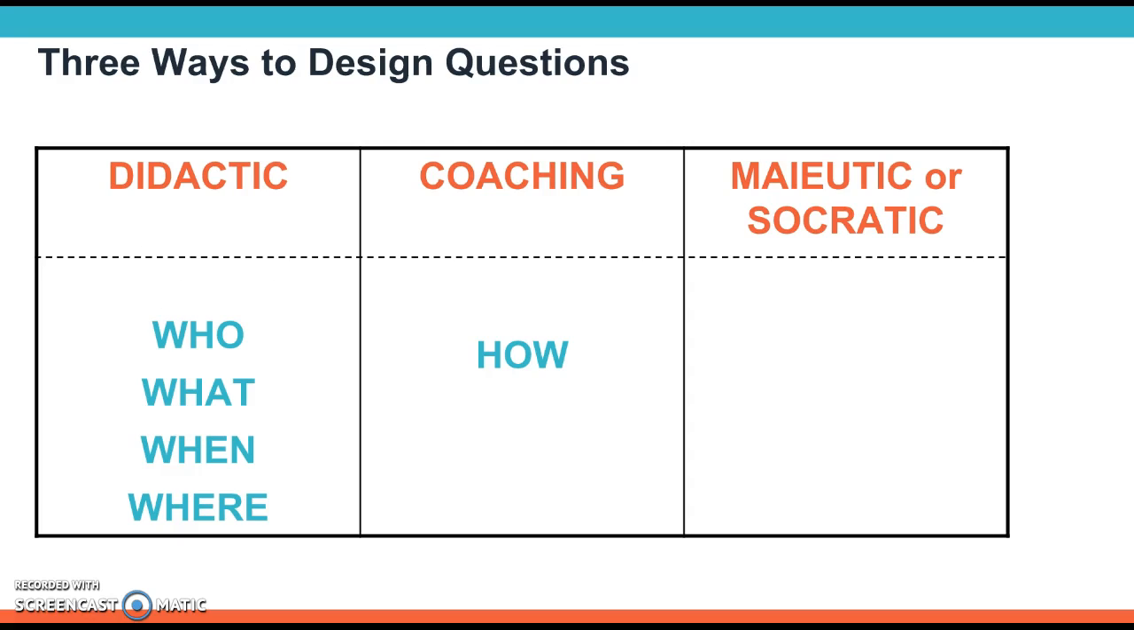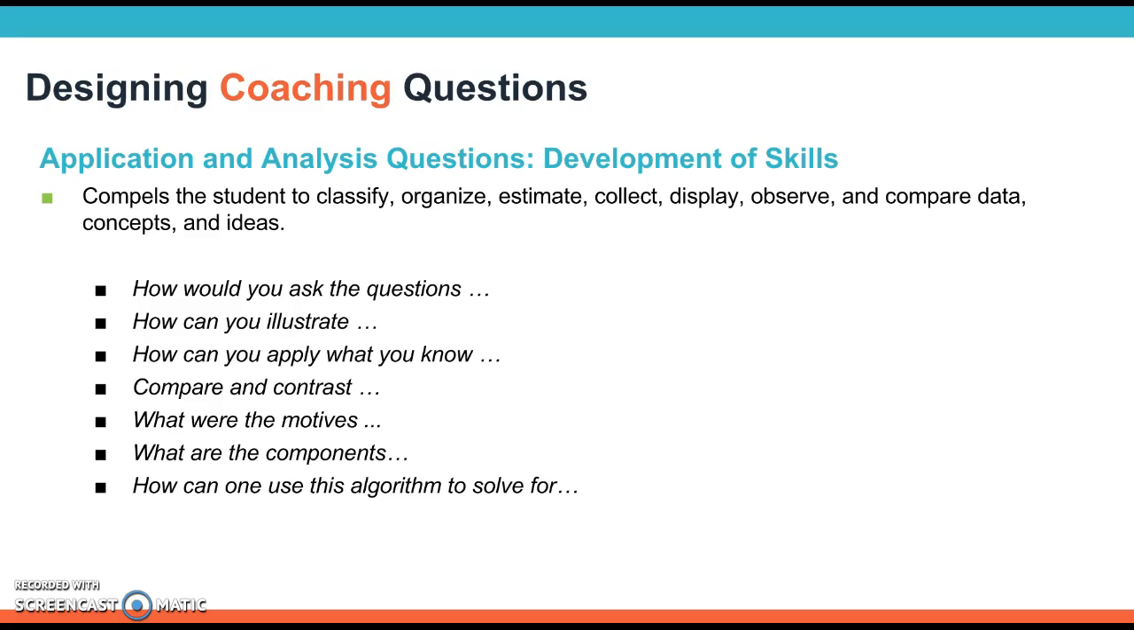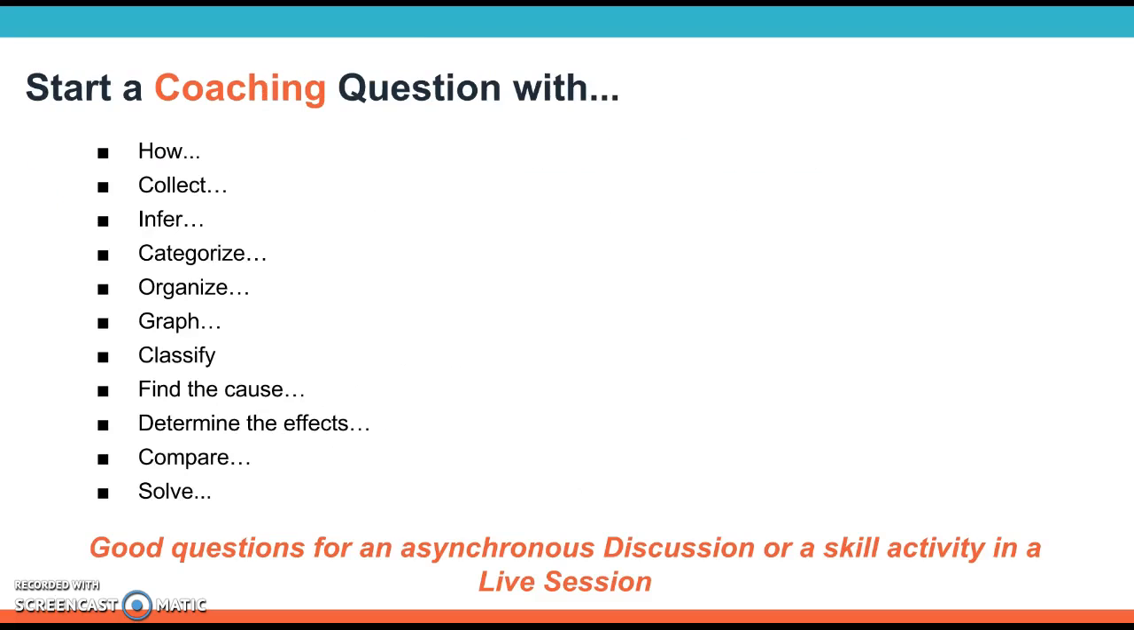Then, of course, there are coaching questions, often beginning with a stem of how. And if you're designing a coaching question, your goal is application and analysis skill. That's what you want the students to be doing. They're going to be developing various skill practice types. You're going to compel them to classify, organize, estimate, collect, display, observe, and compare data, as well as concepts and ideas. So here are some stems you might think about where you're inspiring a student to apply what they know, compare and contrast, look for motives, look for pieces and components as they're dissecting something, that type of skill practice.